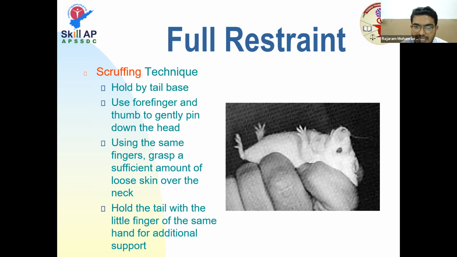So hold by the tail base. Use forefinger and thumb to gently pin down the head. Use the same fingers to grasp a sufficient amount of loose skin over the neck, and hold the tail with the little finger and ring finger of the same hand with additional support. So we'll be holding here, and taking the tail as it is, the mice will be within our hands. With the tail, I will be holding this. So the tail also won't move, because the tail used to rotate and make this kind of movement. So the head, the rest of the body, and the tail are all held here. So the complete body is in our hands.